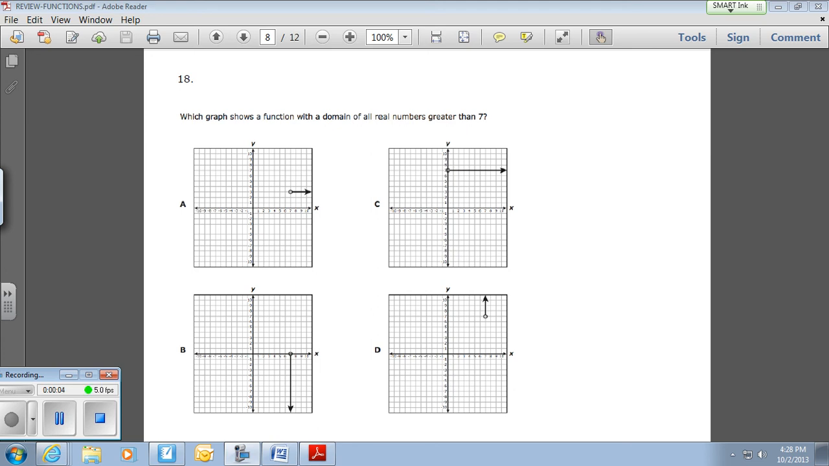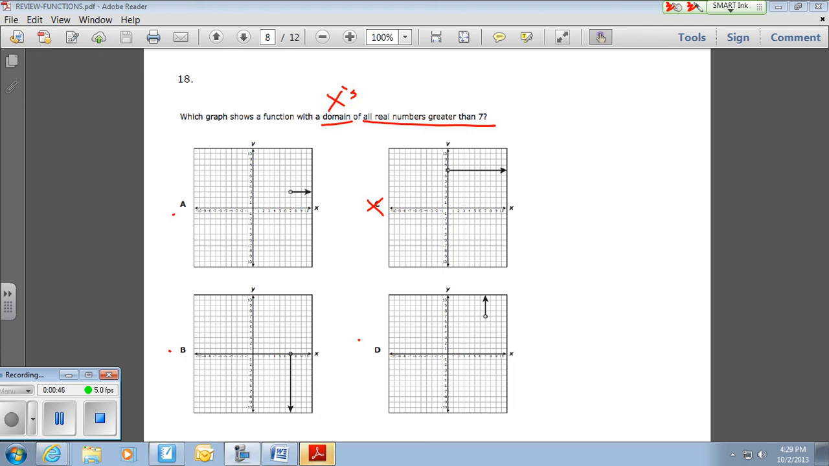Okay, let's start with number 18 on our review. The question is, which graph shows a function with a domain of all real numbers greater than 7? Now remember that our domain is all of our x's. So we're looking at our x-axis of all real numbers greater than 7. So I know that 7 is going to be where it starts. So that's this one, not that one, and yeah, this is at 7. So that's possible. But I need to show the domain of all real numbers greater than 7.